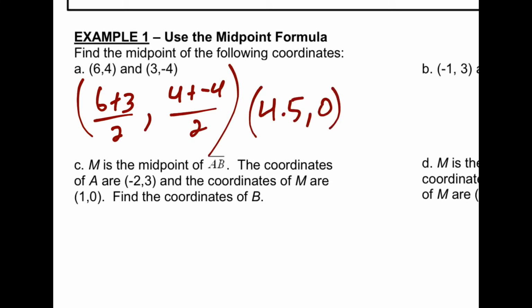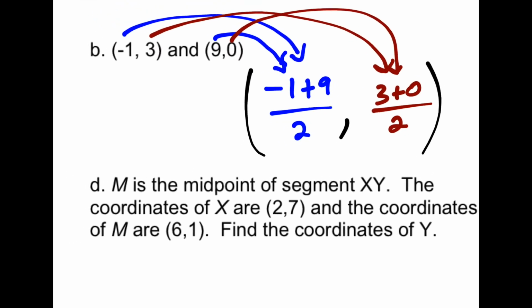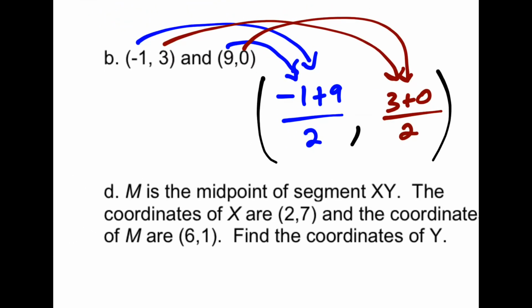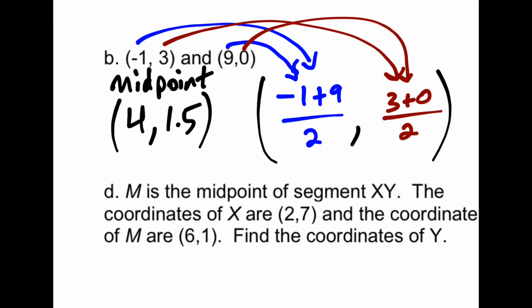So my midpoint, or halfway between these 2 points, is 4.5, comma 0. So you can see where I get my x and my y's from. Negative 1 plus 9, 3 plus 0, and divide both by 2. My midpoint is 1.5.